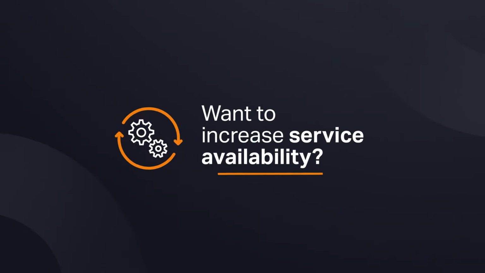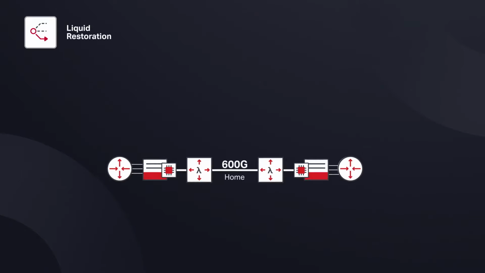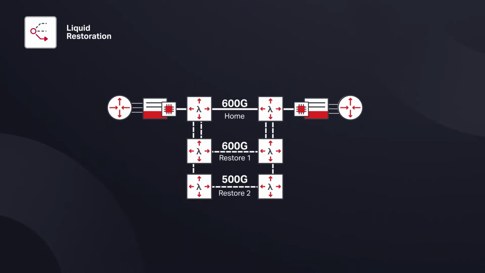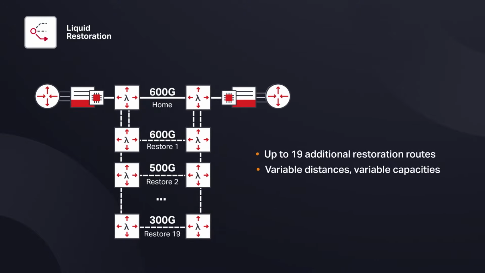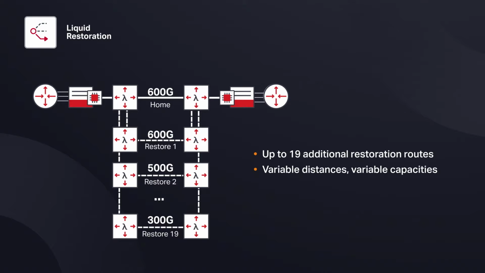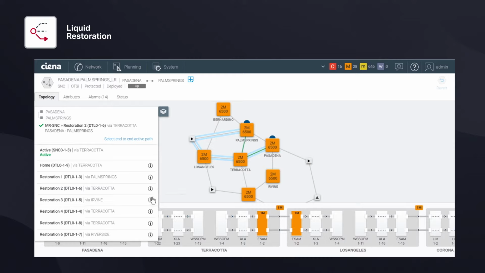Want to increase service availability? Liquid Restoration increases service availability by using flexible adjustment of deployed coherent optical capacity to recover maximum traffic across any available path in the event of a failure, including longer routes at reduced rates.